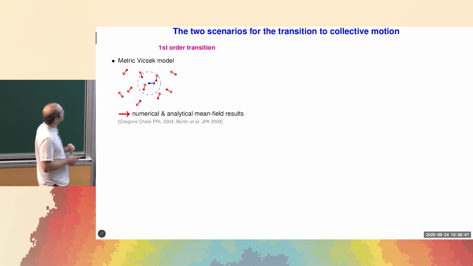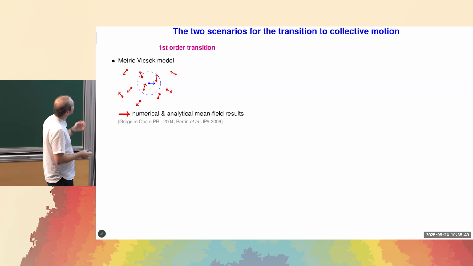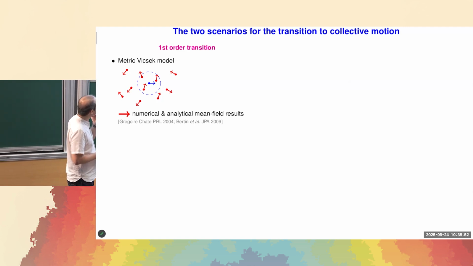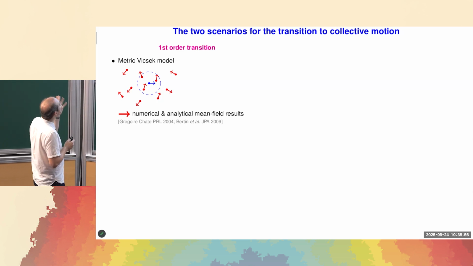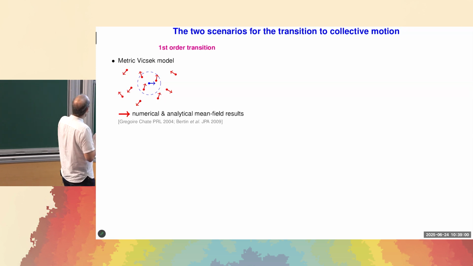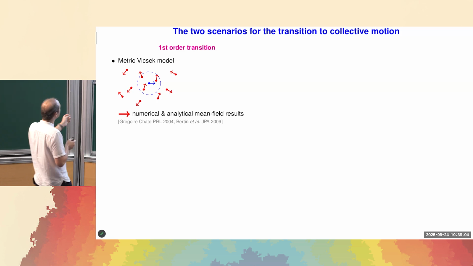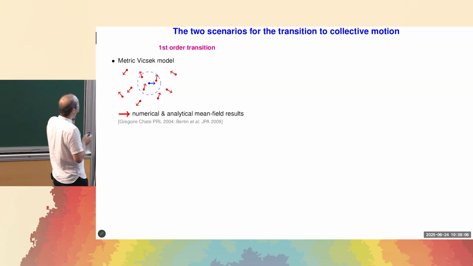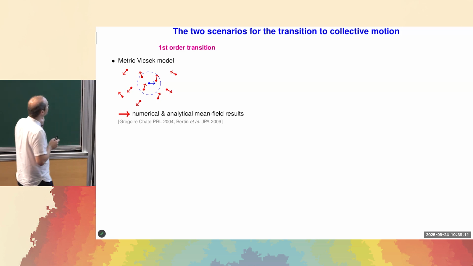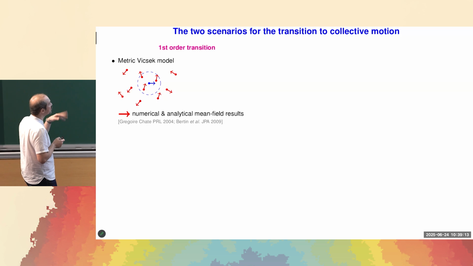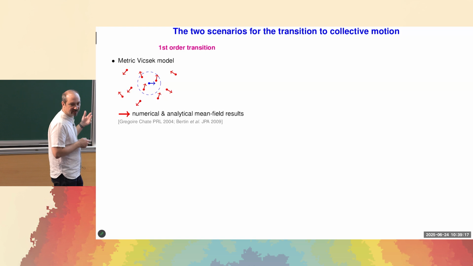Okay, so historically, two scenarios have been put forward for the transition to collective motion. The first one is a discontinuous transition, also called a first-order transition. A representative model in this class is the metric Vicsek model, as I showed you, because of these bands. There are convincing numerical results, and if you do a mean field theory of the Vicsek model using a Boltzmann kind of approach, like Eric Bertin did, you get that analytically.